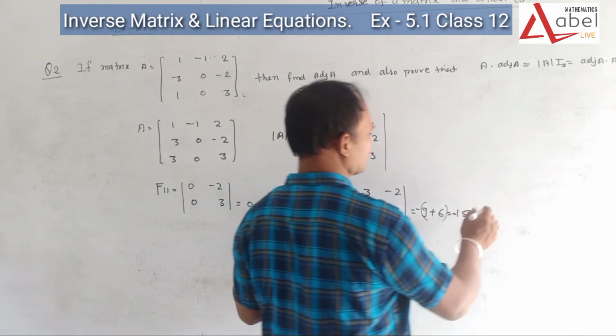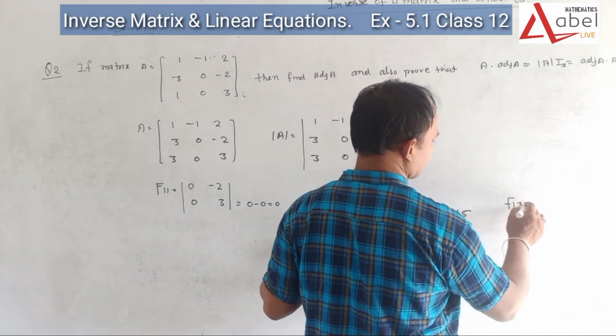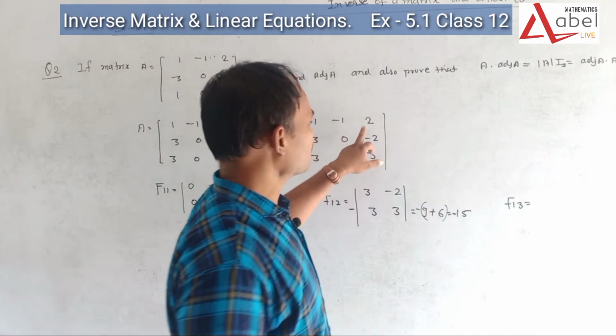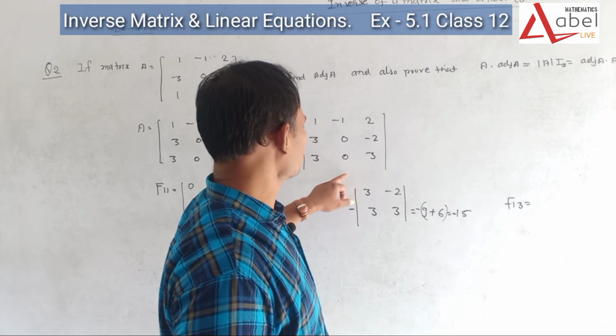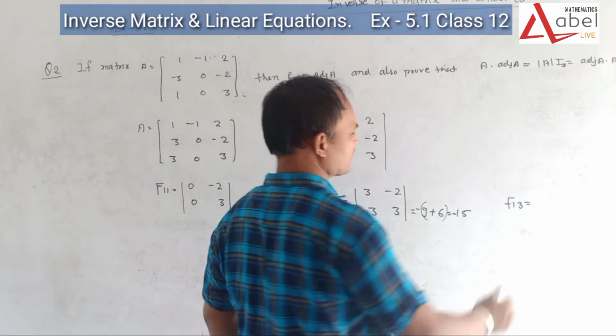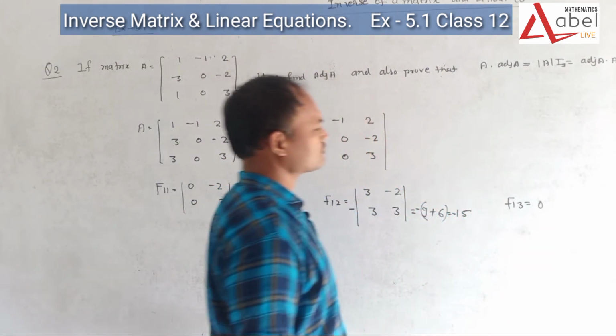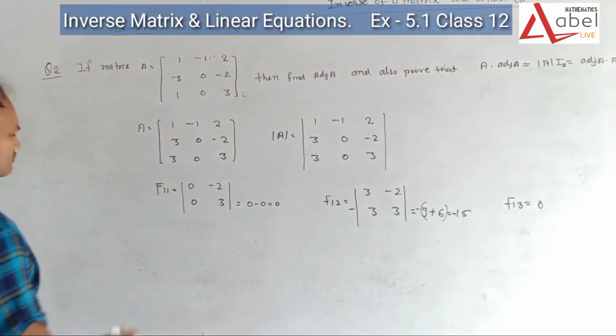Now we are going to solve the next one, F13. It means we are going to find it with respect to 2, so we leave this row and column, and it is 0 minus 0, so we can say that it is 0.